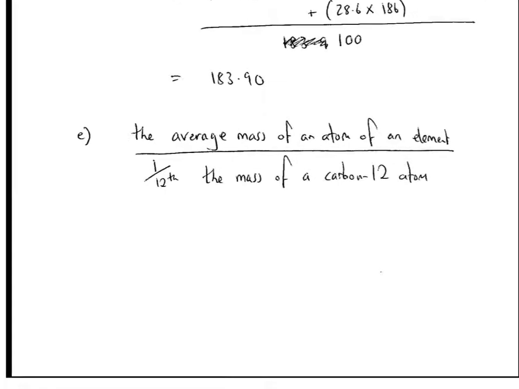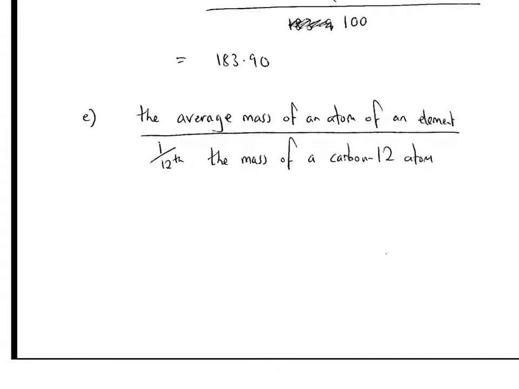Next question, a number of ways of stating this. Define the term relative atomic mass of an element. Look in your notes, whatever your teacher has used. The average mass of an atom of an element relative to 1/12 the mass of a carbon-12 atom.